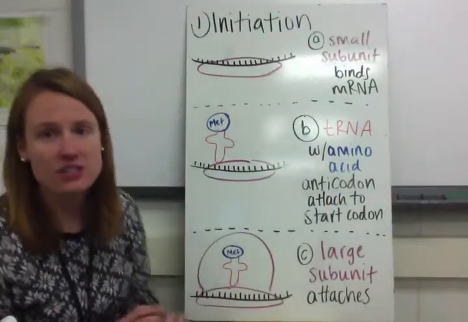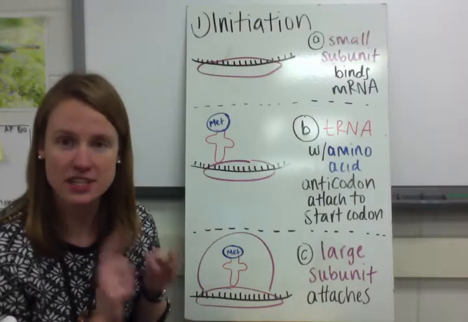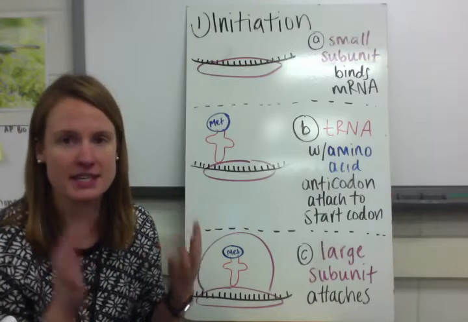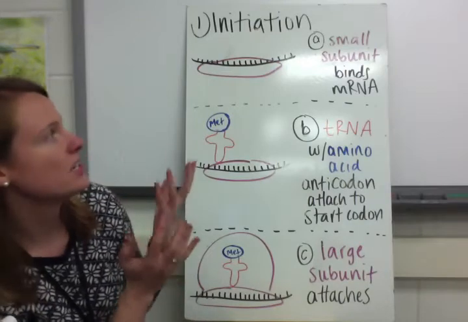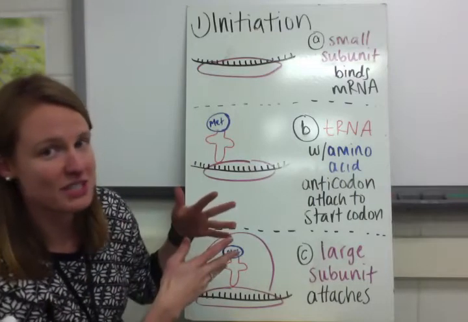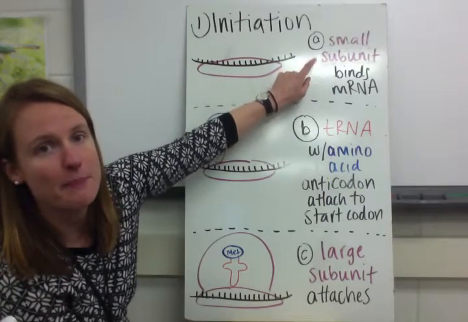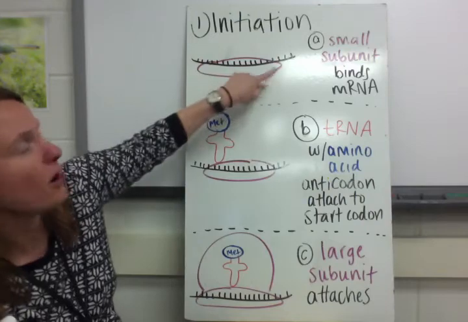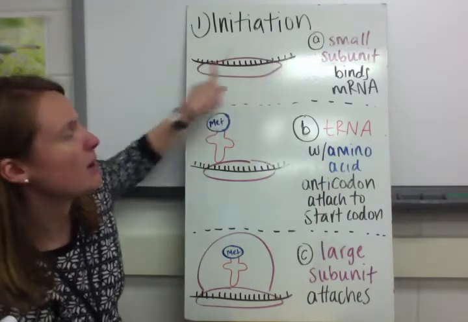Just like with transcription, there are 3 stages of translation: initiation, elongation, termination. Same 3 stages, same 3 main ideas, just different things are happening because it's a different process. In initiation, there are also 3 steps within it. The first is the small subunit binds to mRNA. So I tried to represent that here. The small subunit of the ribosome binds to an mRNA strand.